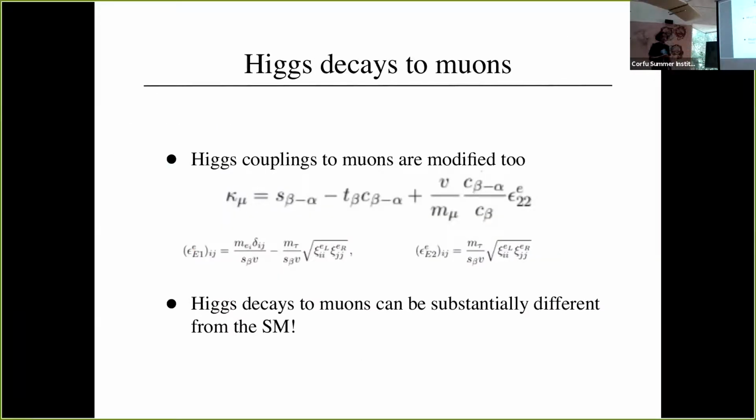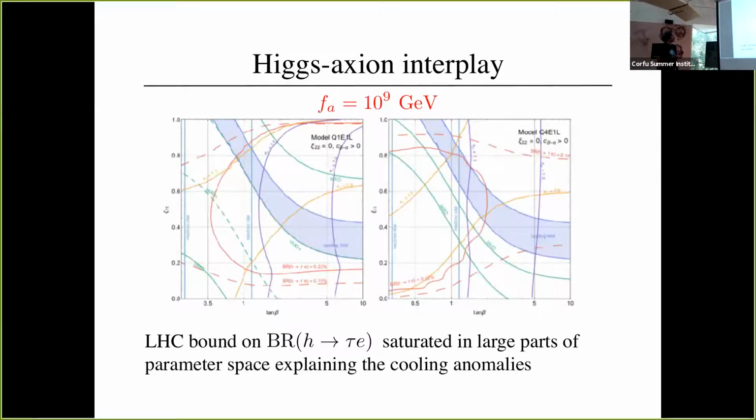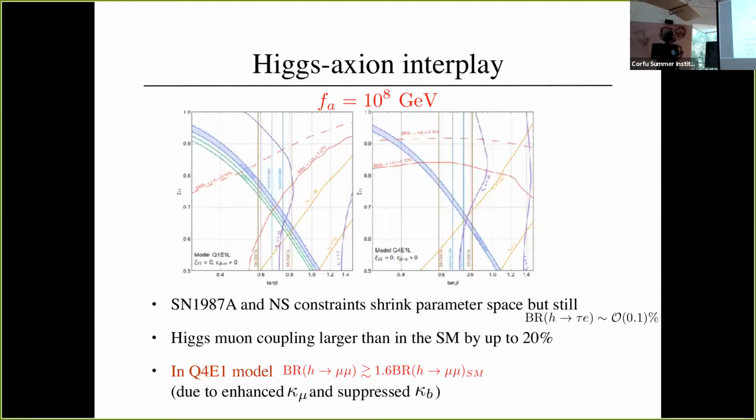And there are also, okay, I am going to finish soon. So Higgs decays to muons are also modified. And basically, this is the final plot. Maybe I will go to the case of F_a equal 10 to 8. What's important here is that we should look basically more or less in this region, because this is the region consistent with supernova bounds and neutron star constraints. So we need tan beta close to 0.7, as I said.